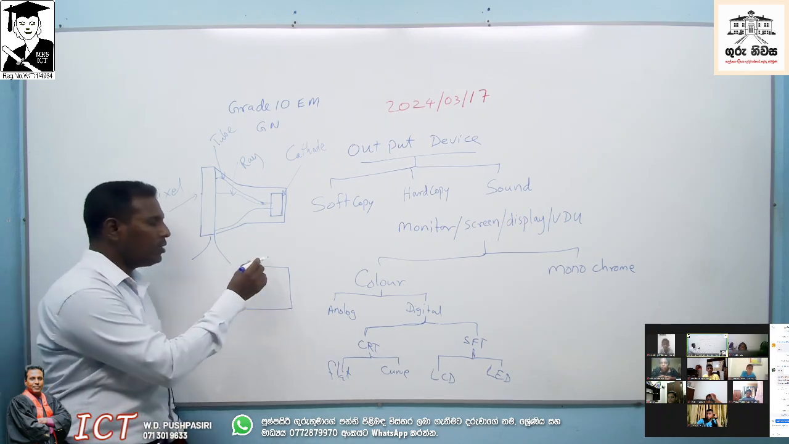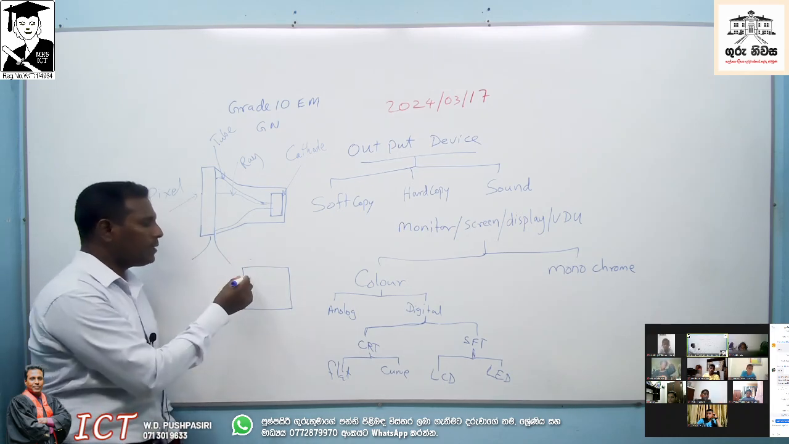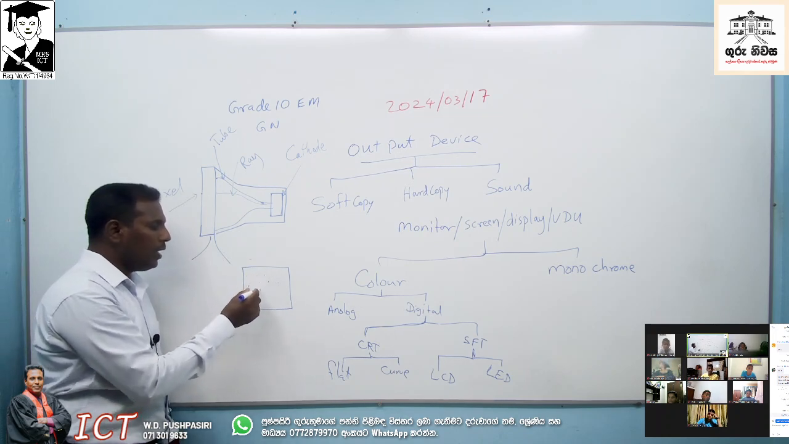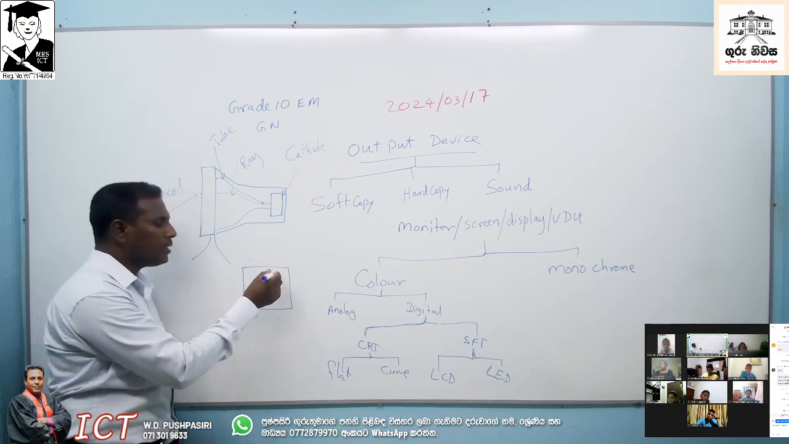So here 1 inch and 1 inch. How many pixels are there? How many dots are there? That number of dots, that number of rays, is known as the resolution of the point.